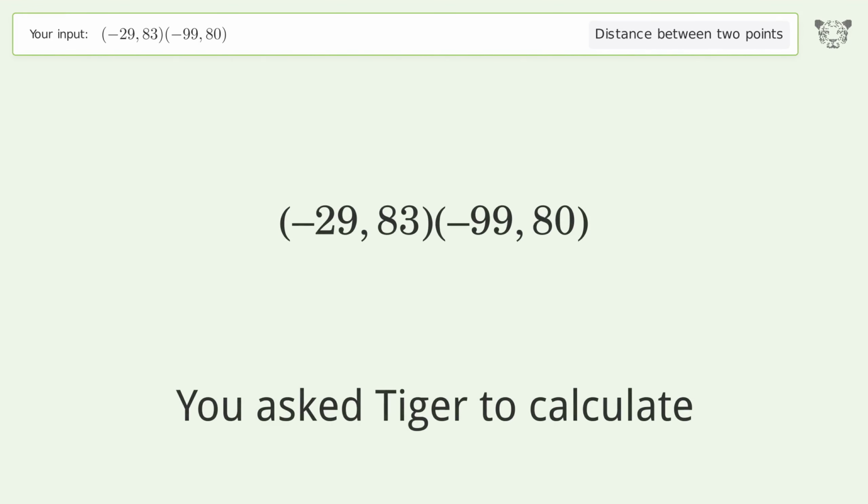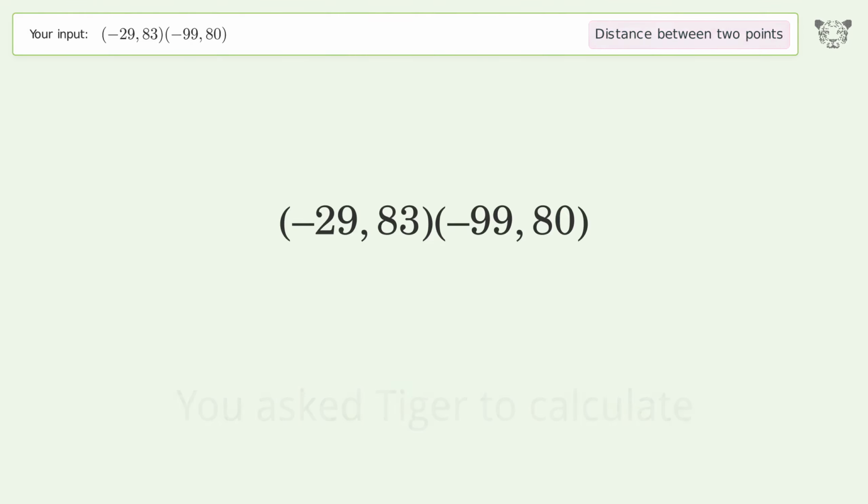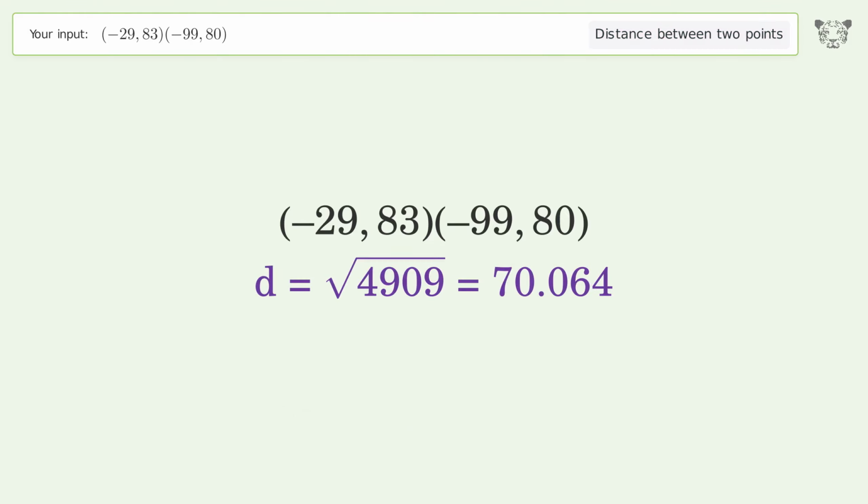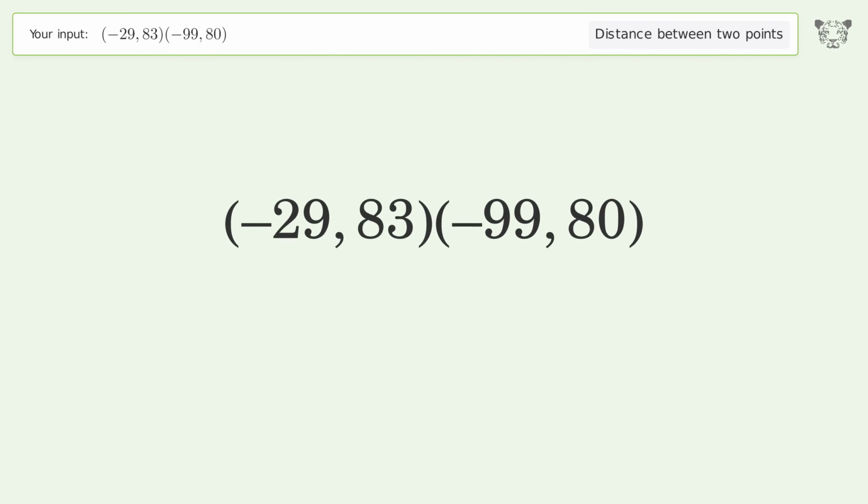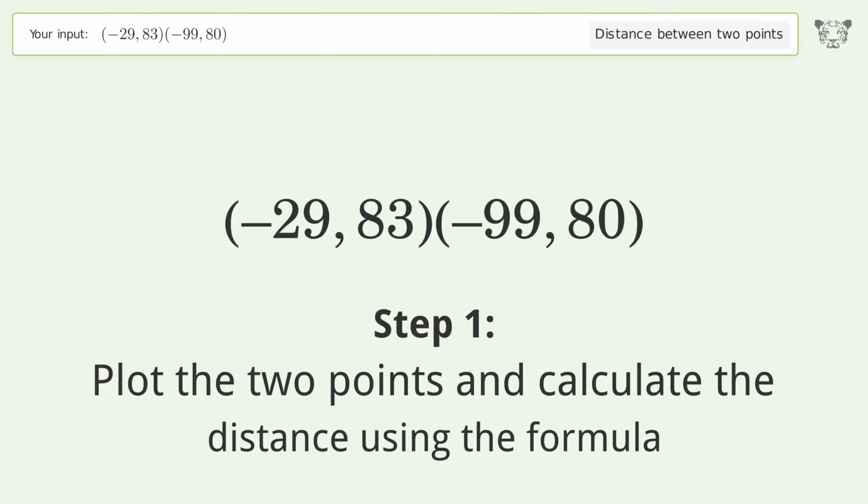You ask Tiger to calculate. This deals with the distance between 2 points. The distance between the 2 points is the square root of 4,909, or 70.064. Let's solve it step by step. Plot the 2 points and calculate the distance using the formula.